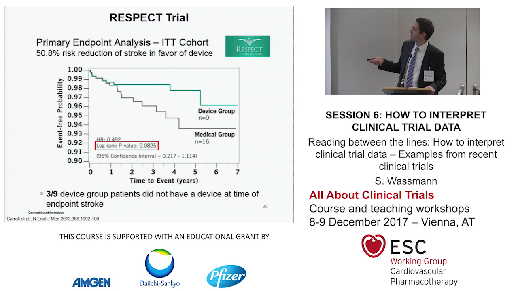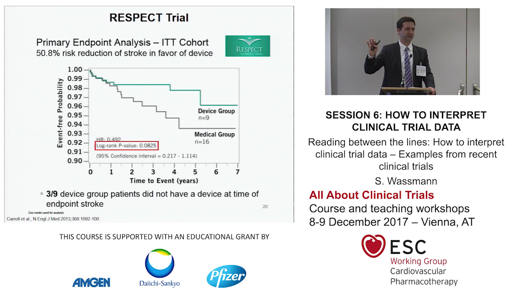So look at the numbers. The numbers of events were very low, and that's the problem with this kind of disease. It's a rare event. We have patients who had an embolic stroke, and we want to prevent the next one, and it's a rare thing to happen again. So that's why it's difficult to see differences. And here we have 9 versus 16 events. So you see quite a difference here: 50% relative risk reduction, but not statistically significant.